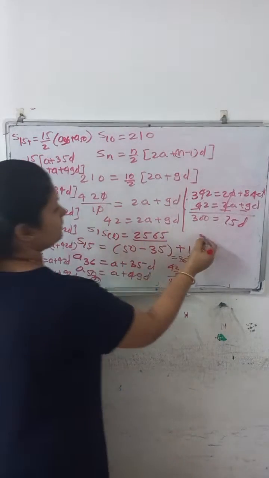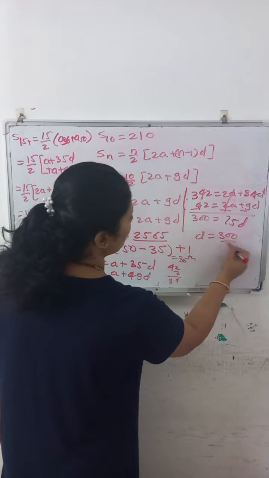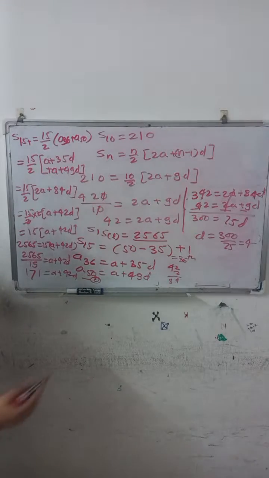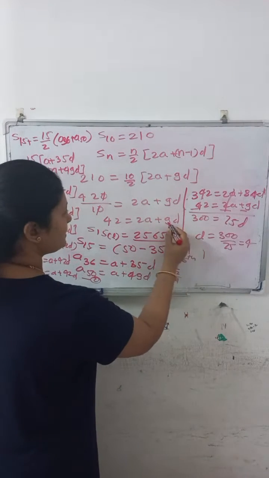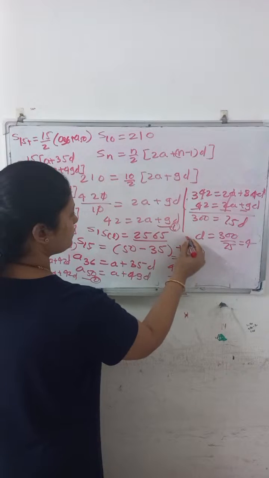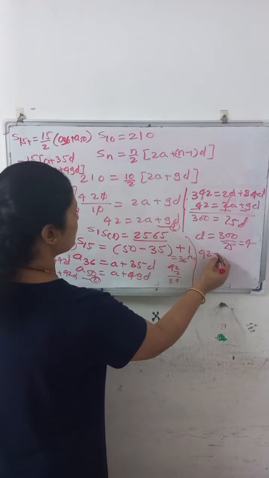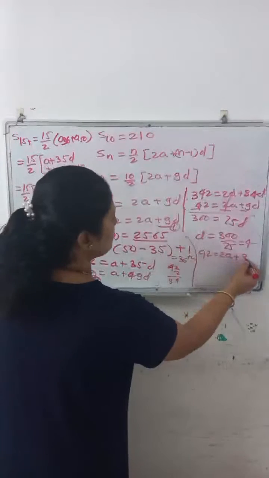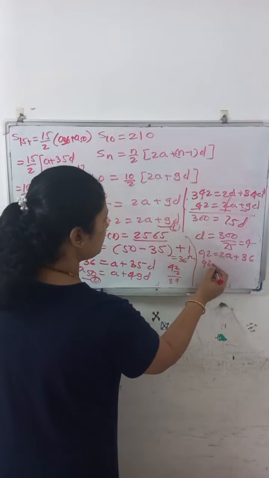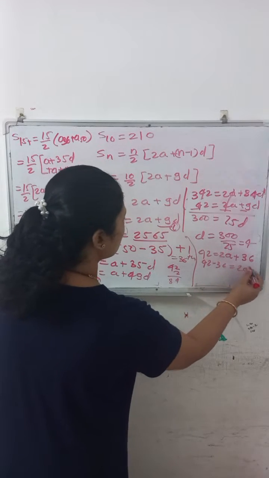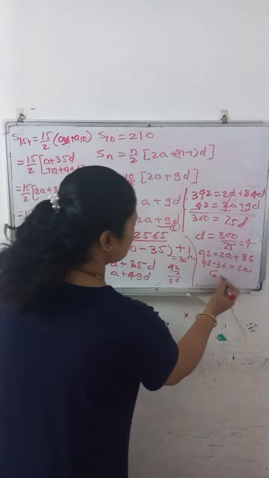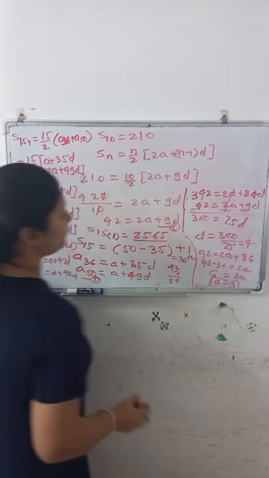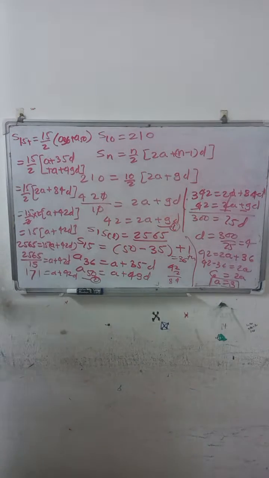So here d is equal to 300 by 75, that is equal to 4. Okay, now calculate a from this. So I will substitute in equation 1. So here 42 is 2 into a plus d, where d is 4. 42 minus 36 is equal to 2a. So here it will come 6 is equal to 2a. So a is equal to 3. Okay, I will get the first term as 3.